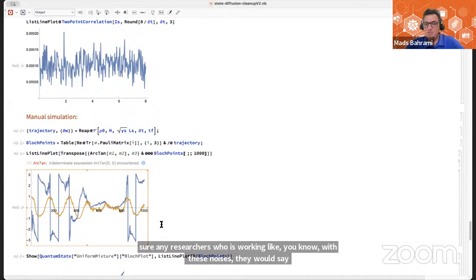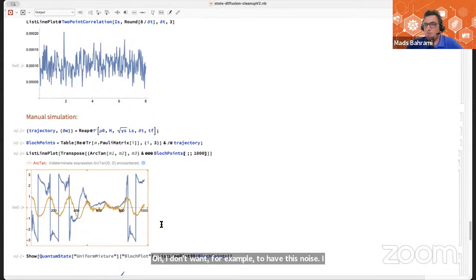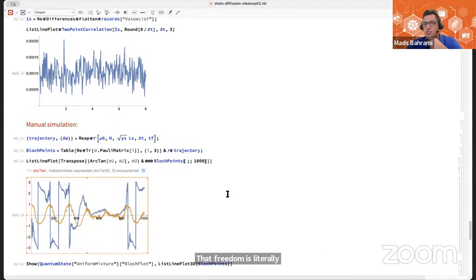for example, to have this noise. I don't want my noise to be white. I want to make it non-white noise. I want to change the coloration function. I want to do this. I want to do that. That freedom is literally the feature for which, as of now, we do not have a good master function that can incorporate all of them together.